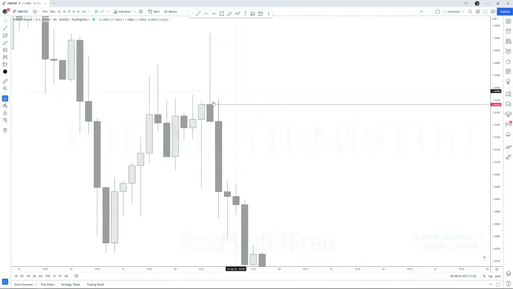Okay, let's say we have a wick that has tapped into a level like this. So we are not going to use this level anymore. We're only going to use fresh levels like this. Okay, levels like this.